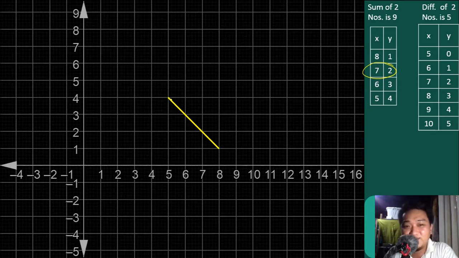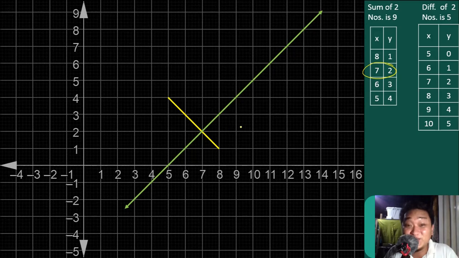So, the sum of two numbers is 9. Ang magiging graph niya, parang segment lang siya. Bakit segment? Kasi definite lang yung kanyang solution. May katapusan kasi yung kanyang solution. How about for the difference of two numbers, which is 5? Since infinite yung kanyang solution, we will make use of an arrow, a double arrow. At kung mapapansin nyo po, kung saan sila nag-i-intersect, yung dalawang graph na yan, yun yung ordered pair that solves these two situations.